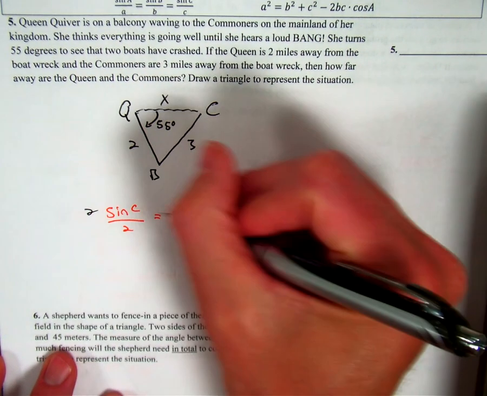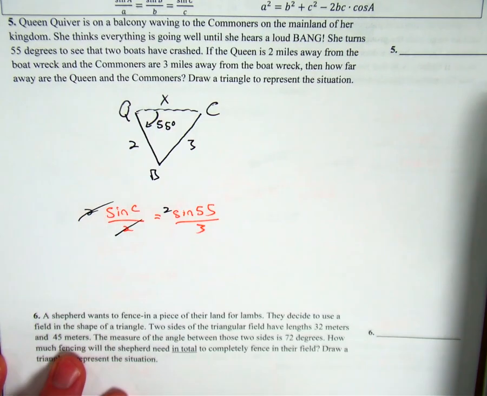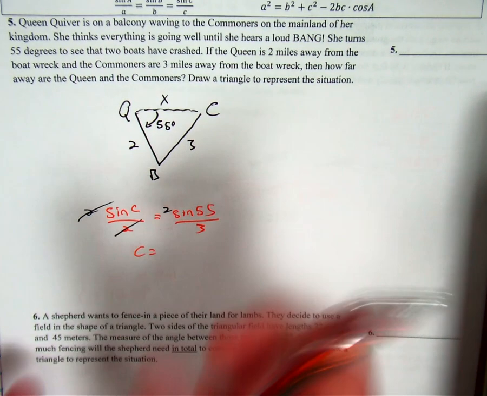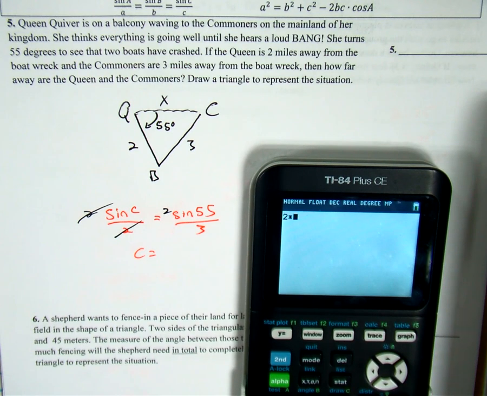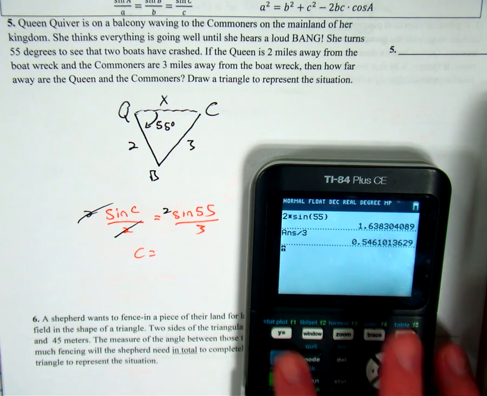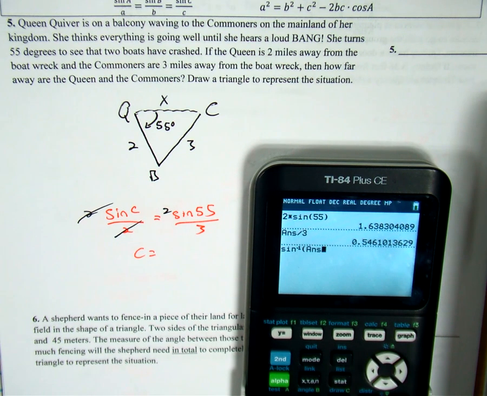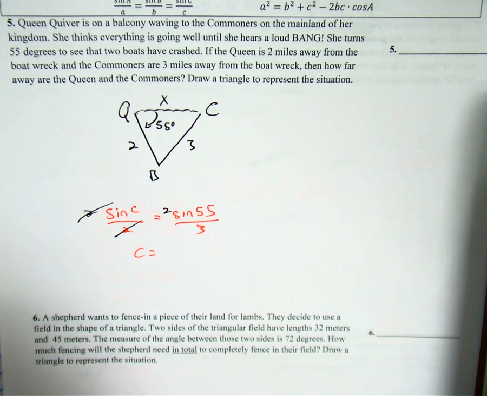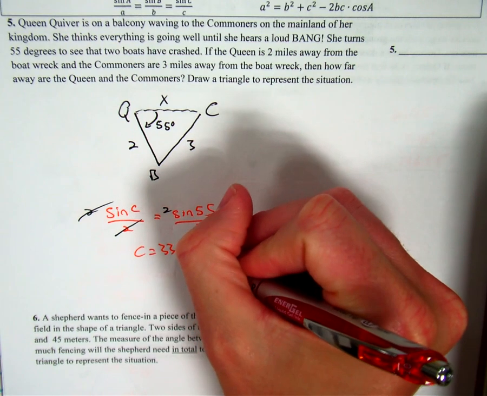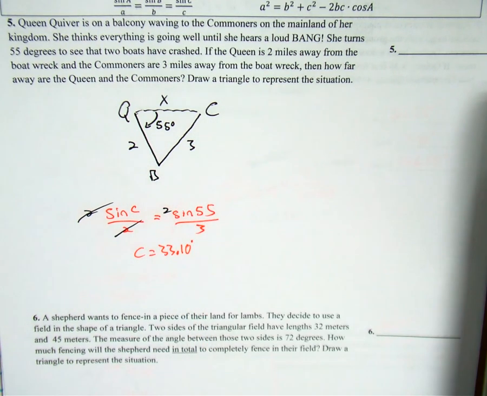We're going to multiply by 2. And remember, when you want an angle, we're going to have to do second sine at the end. 2 times sine of 55, close it, divided by 3. Second sine, second answer, 33.0999. We're going to round that to 33.10 degrees.